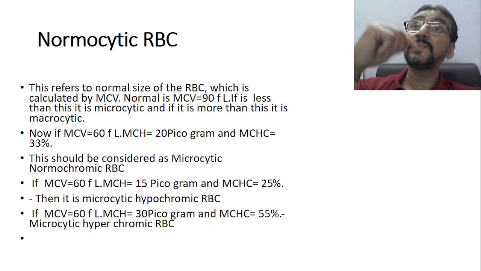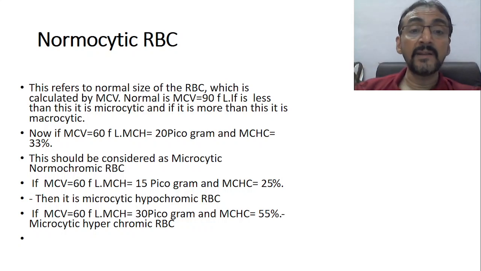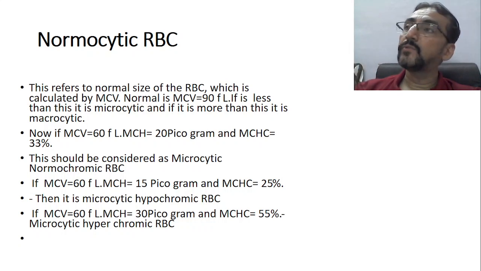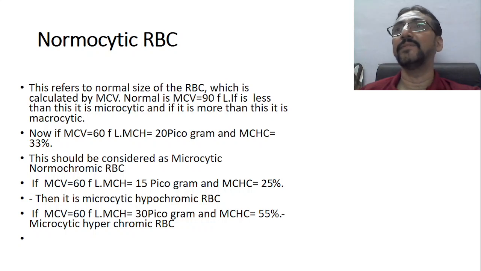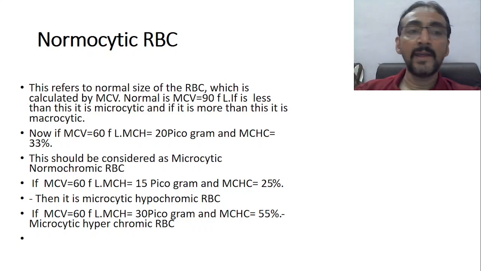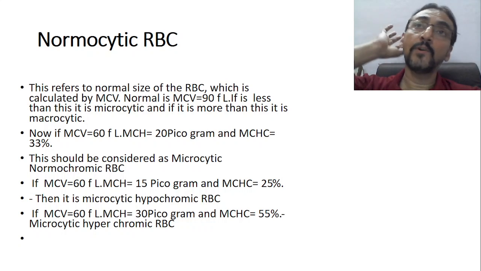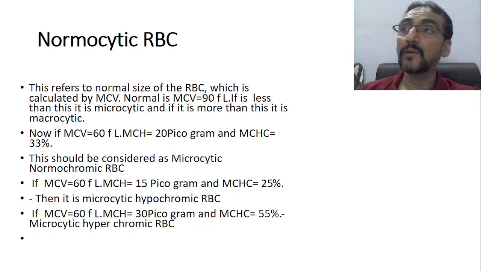Now, if MCV is 60, MCH is 15, and MCHC is 25%. What is this condition now? See, MCV 60, definitely microcytic. MCH 15, MCH should be 30, but it is 15. Hemoglobin concentration is low. And MCHC is also low, hemoglobinization is also low, 25%. Now what is this? This is microcytic and hypochromic RBCs, because the color is also reduced, hemoglobin is also low, and also the volume of the single RBC is also less. So this is microcytic hypochromic RBC.